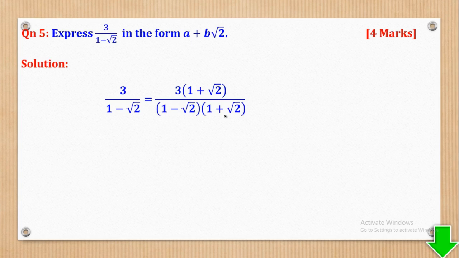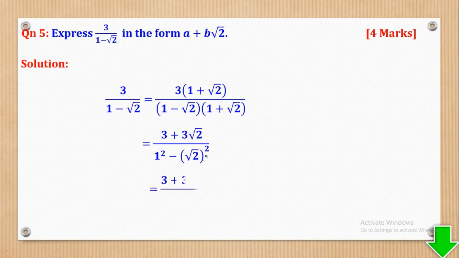Now next is to expand by opening brackets. When I open brackets for the numerator, this by this will give me 3, and this by this will give me 3 root 2. But for the denominator, you realize that this is a difference of 2 squares, meaning that it will be equal to this squared minus this squared.